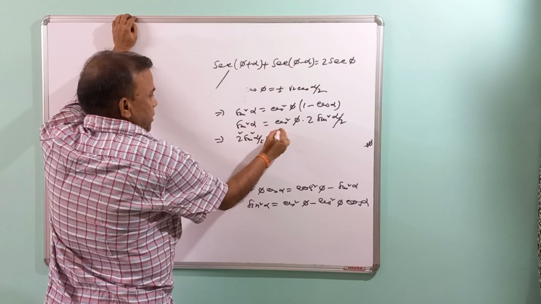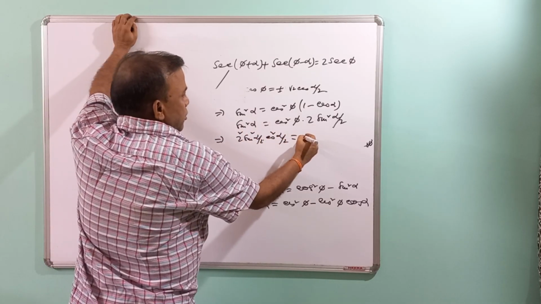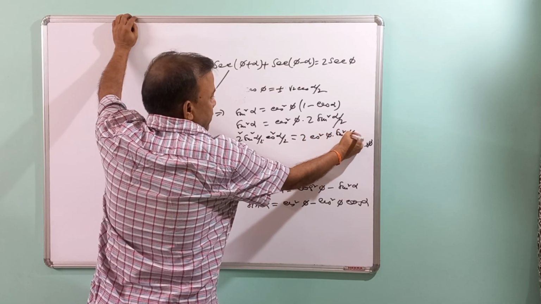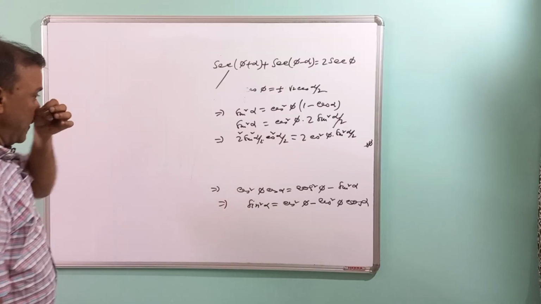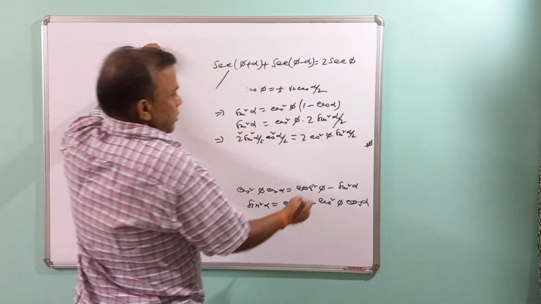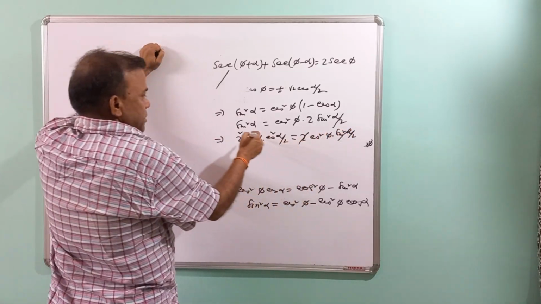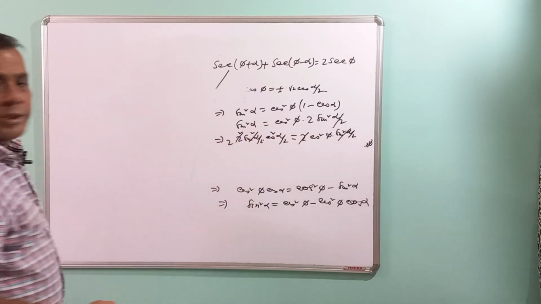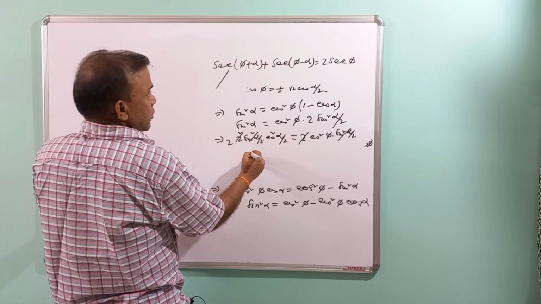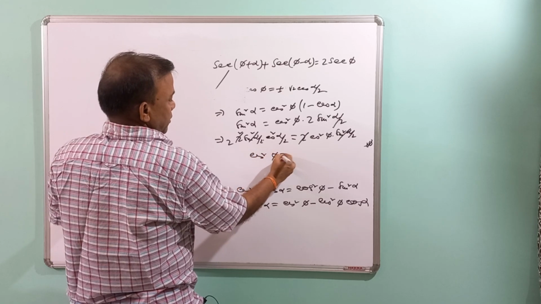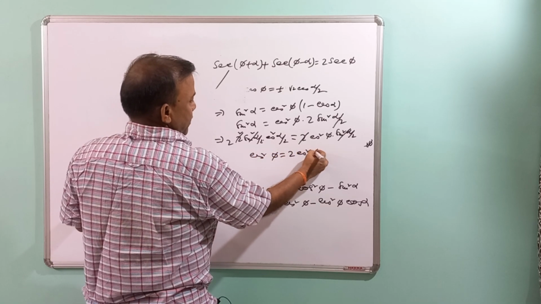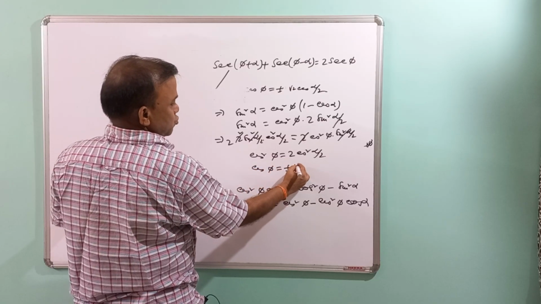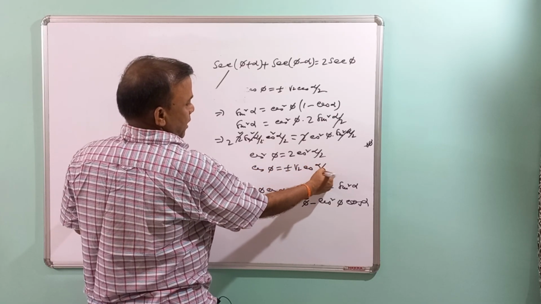Distributing the power, we get 2 cos square phi into sin square alpha by 2. After cancelling 2 sin square alpha by 2, we get cos square phi equal to 2 cos square alpha by 2. Therefore, cos phi will be plus minus root 2 cos alpha by 2.